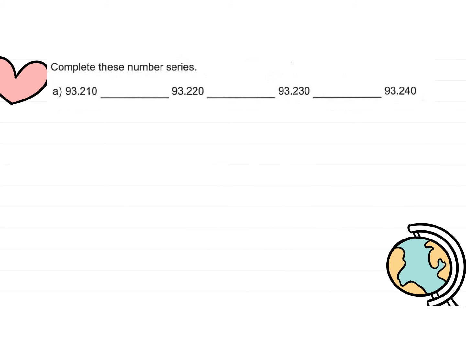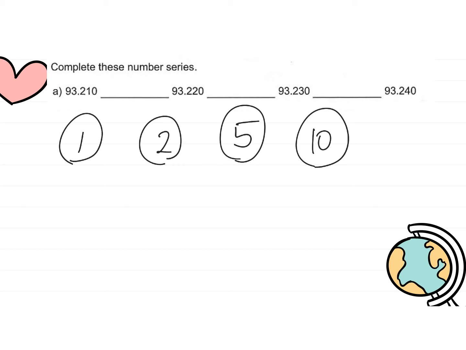Let's look at this. Complete the number series. This is like patterning when you were in younger grades. You need to look at here and see, what's the pattern? Are they counting by ones? Are they counting by 2s, 3s, 4s? These are the common ones. 5s, 10s, maybe 50s. Look at the pattern. In this case, they've got 93.210, 93.220, 93.230, and 93.240. You can tell here that there's an increment of 10.